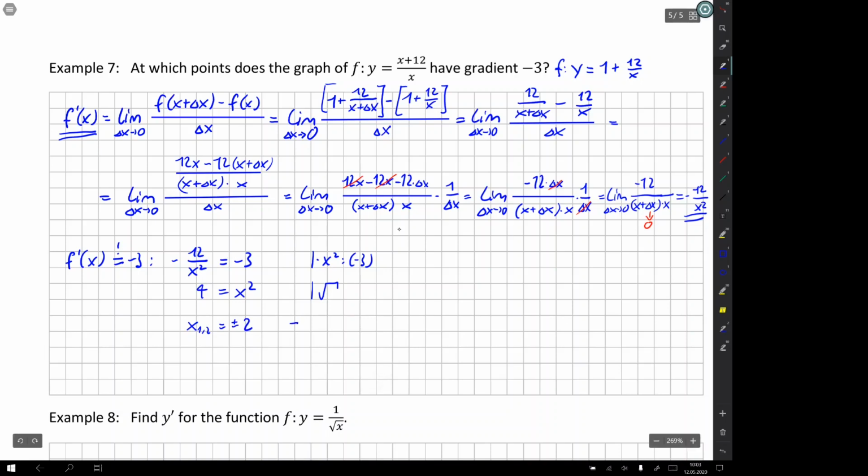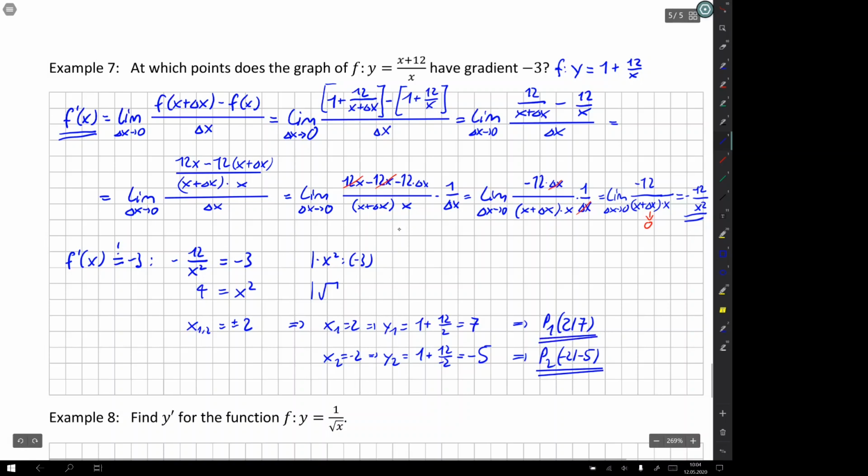We need now to find also the y values. So if x1 is 2, then we have y1 is 1 plus 12 divided by 2. So we get 7. For x2 being minus 2, we get y2 is 1 plus 12 divided by minus 2, which means 1 plus minus 6, so we get minus 5. And so the 2 points that we were looking for are (2, 7) and (-2, -5). So these are the final results for example 7.